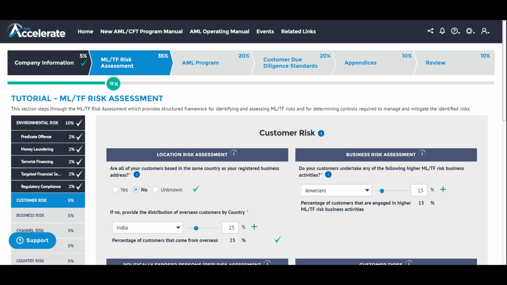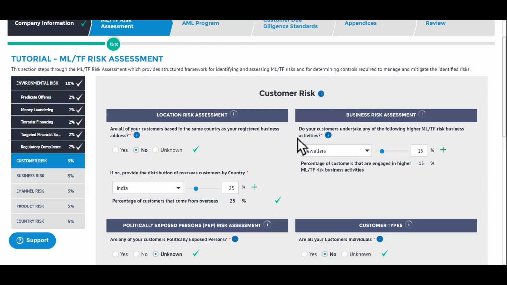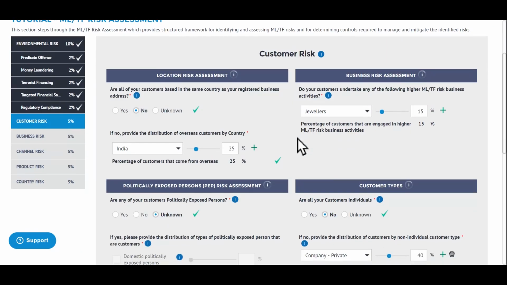The second step in the money laundering and terrorism financing risk assessment is customer risk, which examines the types of customers that your organization typically deals with, the location of customers, the nature of business activities that your organization's customers are engaged in, and whether any customers are domestic or foreign politically exposed persons.